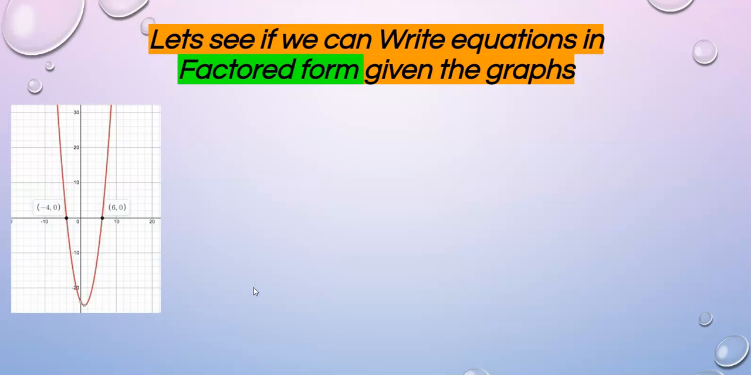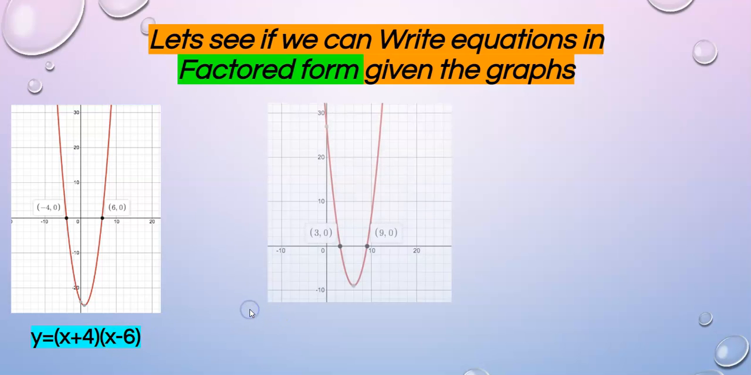All right, so let's look at the first graph here. Notice that I just have the graph, but I know what the x-intercepts are. So since I know what the x-intercepts are, can I write an equation in factored form? Yes. So the equation would be x plus 4 and x minus 6. Now, why is it x plus 4 and x minus 6? Remember, the signs are always going to be the opposite. So since this is negative, working backwards, this would actually be positive. Since this is positive, working backwards, it would actually be negative. All right, let's try another one.